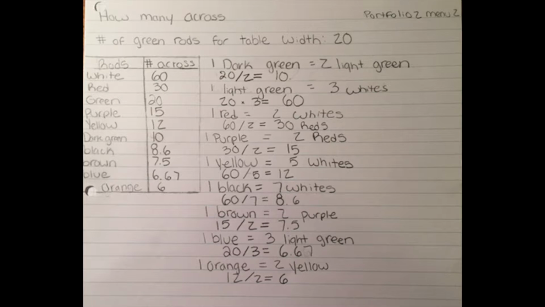For the second menu task of Portfolio 2, I solved how many across. This problem was like the one we had already done in class, where you laid out the number of light green rods to figure out how many it took to get the width of the paper, and from there we would have to figure out how many the other rods would take to get across by using the ratios between the green rods and the rest of the rods.